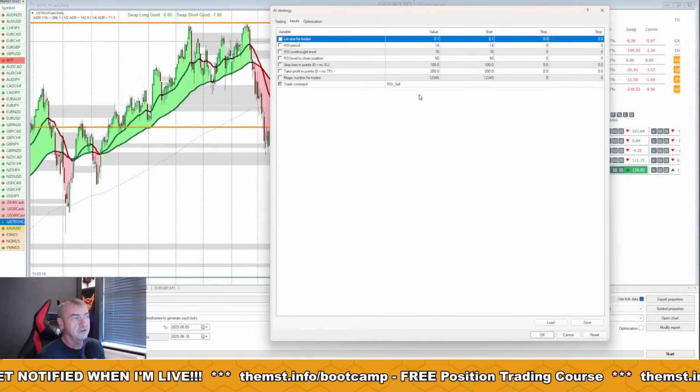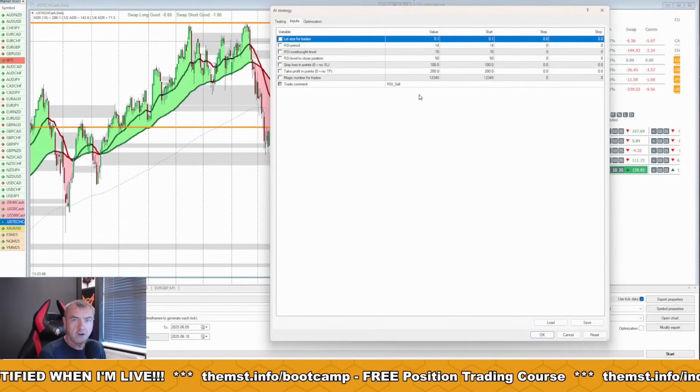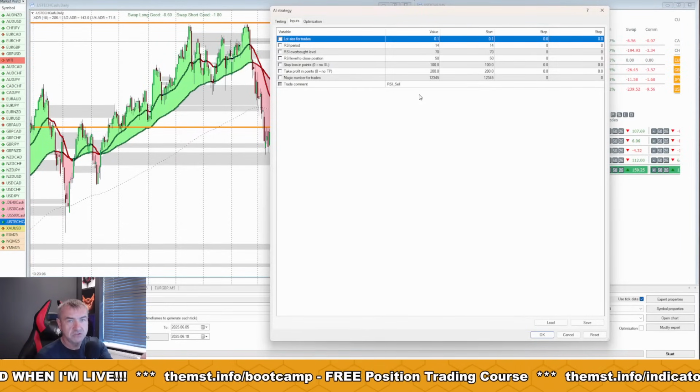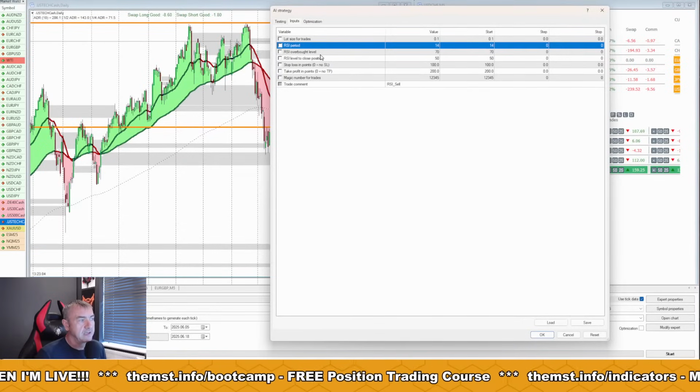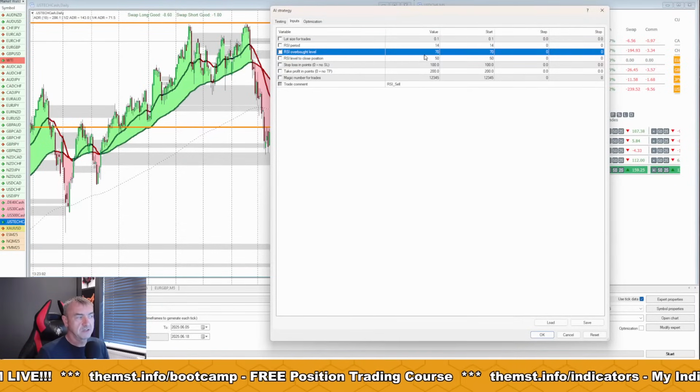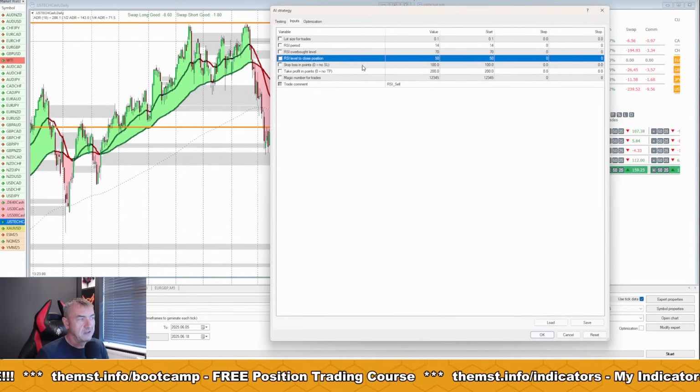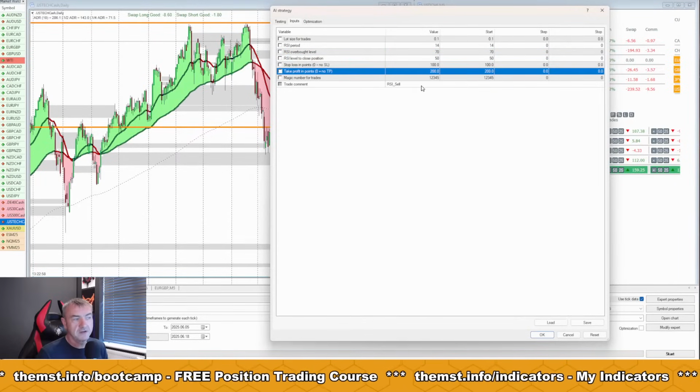I'm going to say, right, here you go, you can select a lot size. He hasn't told me what RSI he wants to use either, so I'm going to let him choose the RSI. He hasn't said what levels he wants to use, so I'm going to go with 70 and 50. And he hasn't told me what his stop and take profit are going to be.